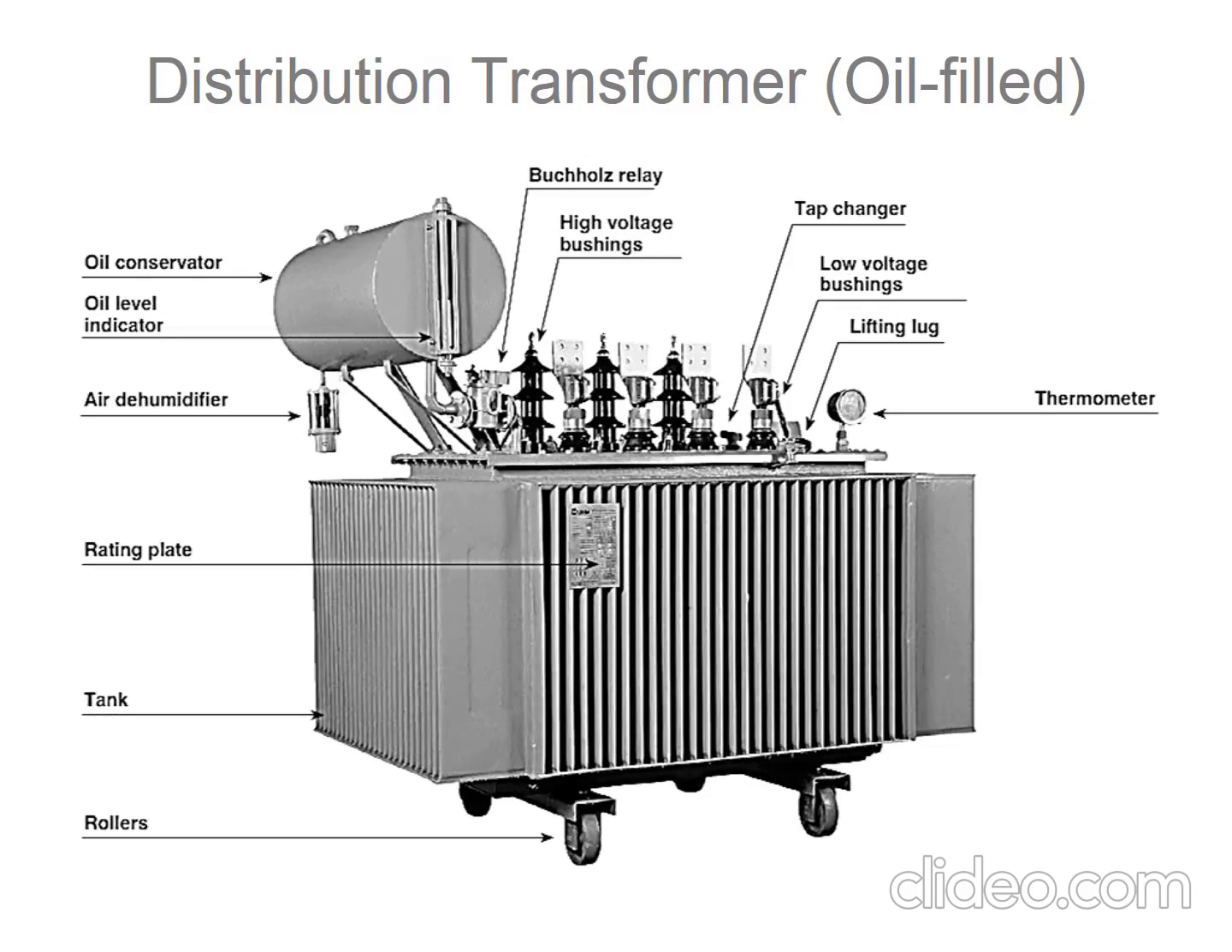This is the structure for the oil-filled type. You can see here, this one is the oil tank, the oil conservator, and then the oil indicator. This is the tap changer. This one is the thermometer, and then this one is the low voltage bushing. This one is for low voltage, and this one is the high voltage bushing.